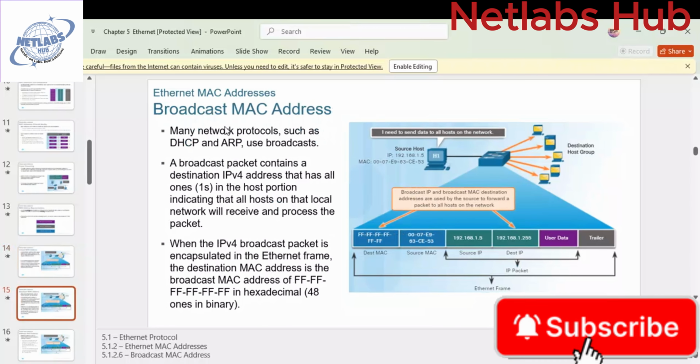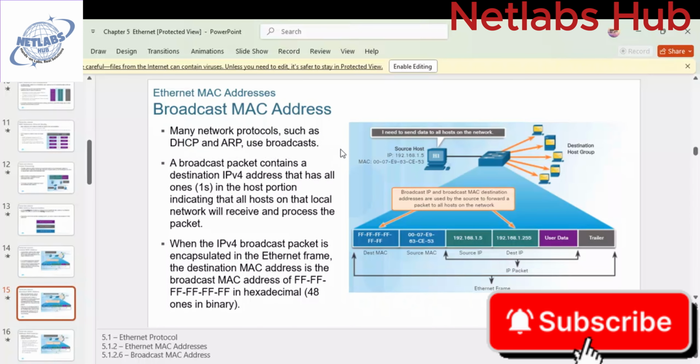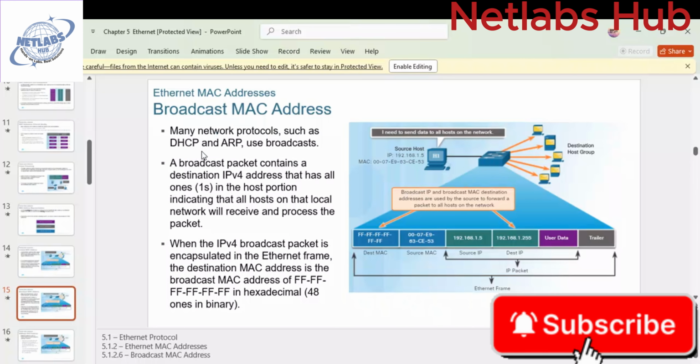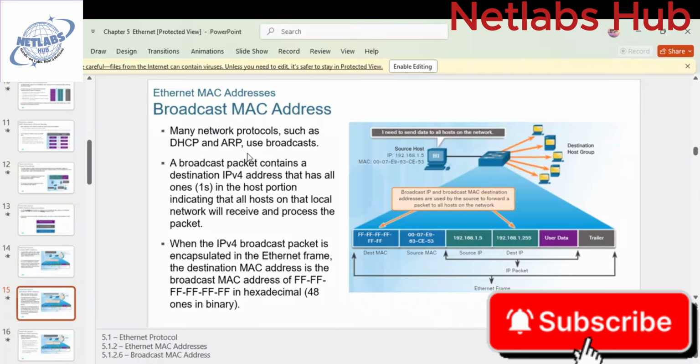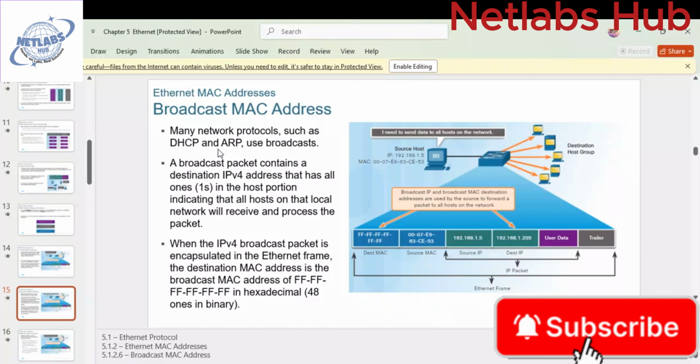You can see many network protocols such as DHCP and ARP use broadcast. For a machine to get an IP address, it first of all uses broadcast. It broadcasts a message to all nodes in the network to find where the server is. That's how it works. So these are two common protocols that work on broadcast.